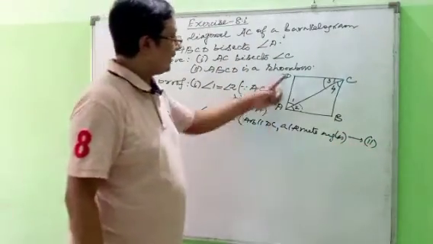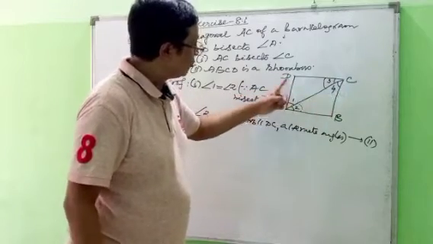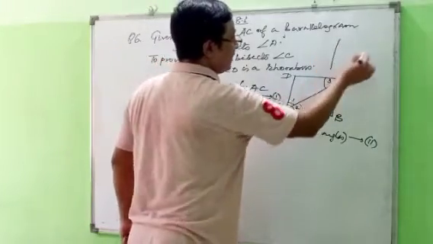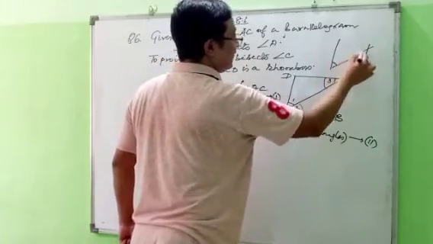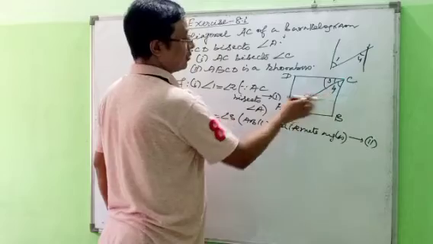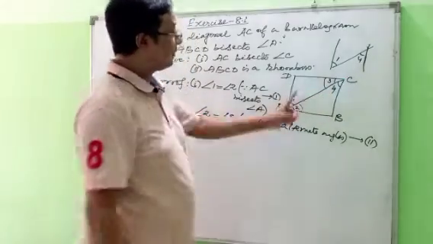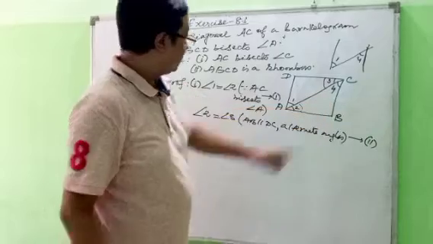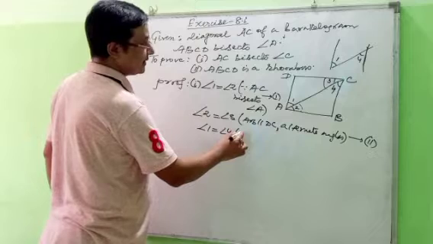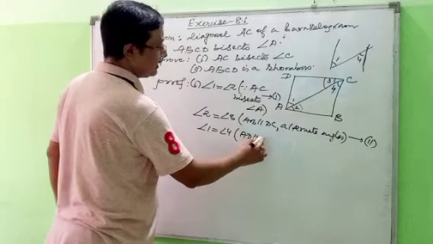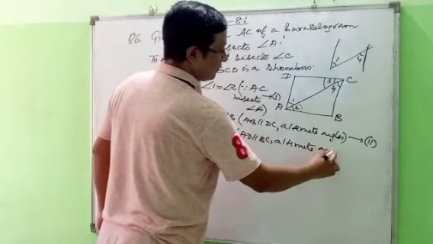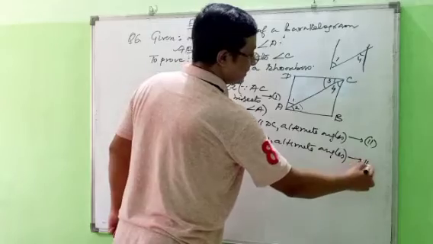Again, the other pair of opposite sides are also parallel. Since AD is parallel to BC, angle 1 equals angle 4, because these two angles form a pair of alternate angles. Let us take this as equation number 2.